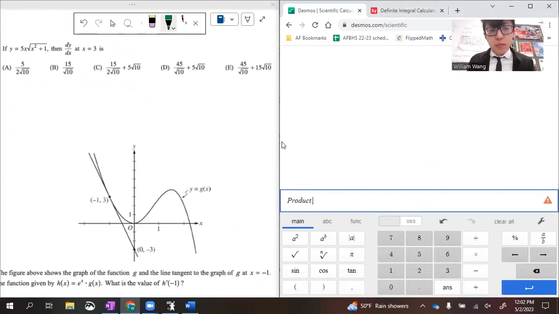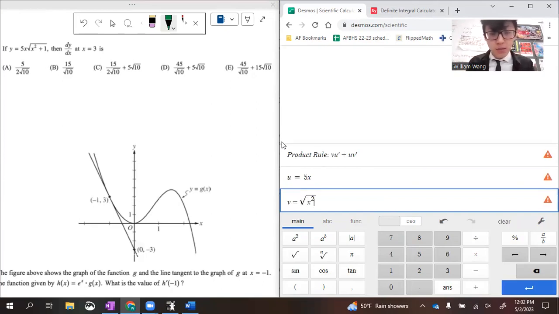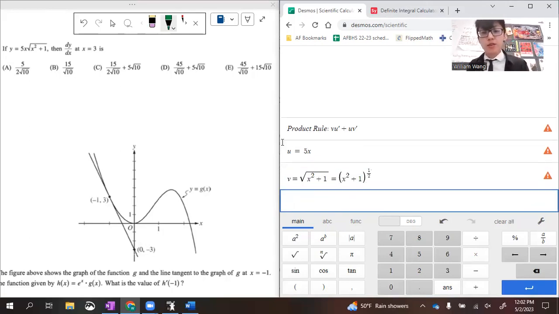So product rule, to have this memorized, is simply VU prime plus UV prime. And you could have switched the order of these for product rule. It does not matter, right? So let's write out everything. U is equal to 5x. V is equal to the square root of x squared plus 1. And if I want to make it simpler for me to take derivatives in the future, the square root turns into the exponent of 1/2, right? Those are the same thing. So actually, I'm going to just write it like this instead.